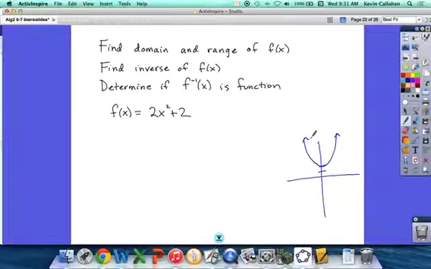Right, it's moved up 2, and it's a basic shape of a parabola. What would you say is the domain of that? Okay, so you'd say the domain of this is all real numbers. No dividing, no square roots, all reals.